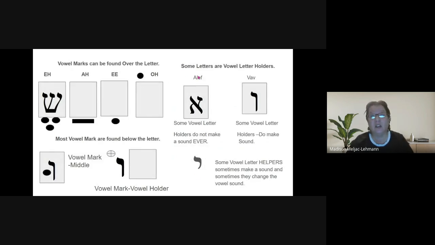But okay, so let's take a look at these again. Some vowels are holders, like I said, and never make a sound. Some are vowel holders as well, but they do make a sound. And this is the illustration of what I did. So maybe you just like this one. Some vowel letter helpers, sometimes they make a sound and sometimes they change the sound. So for instance, that Y will change something from an A to an I, like AY, like I captain.